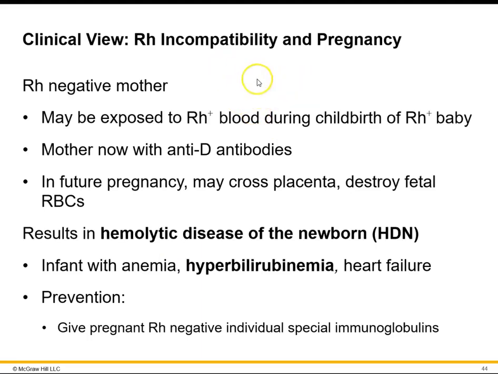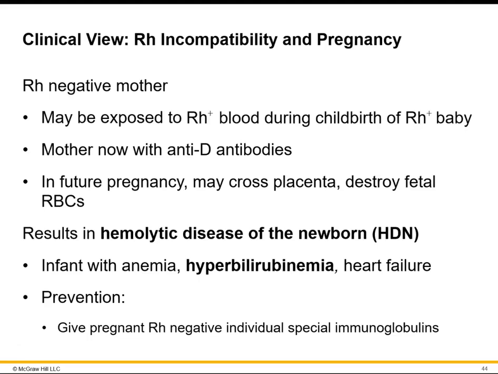All right, remember we said that Rh positive patients are not going to produce anti-Rh antibodies, and that makes sense because they wouldn't want to produce antibodies that are going to interact with their own cells. However, recall that Rh negative people also do not just produce anti-Rh antibodies. What has to happen first is they need to be exposed to Rh positive blood. And how this typically occurs is through childbirth.